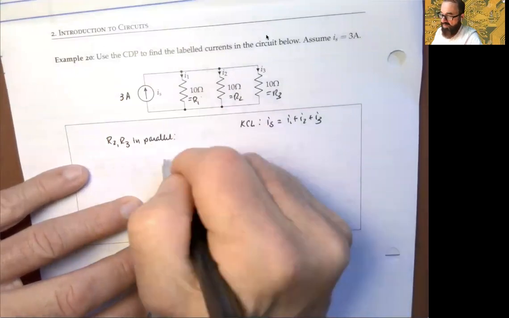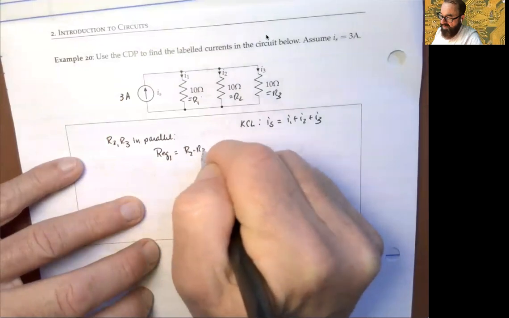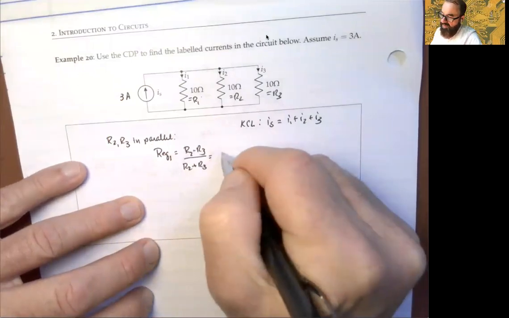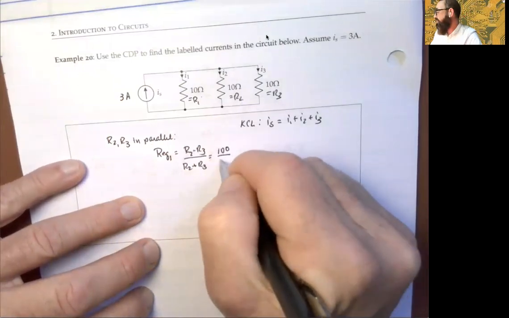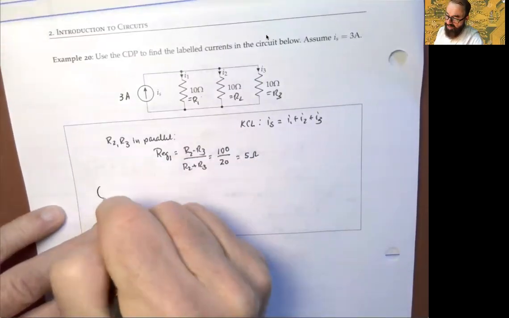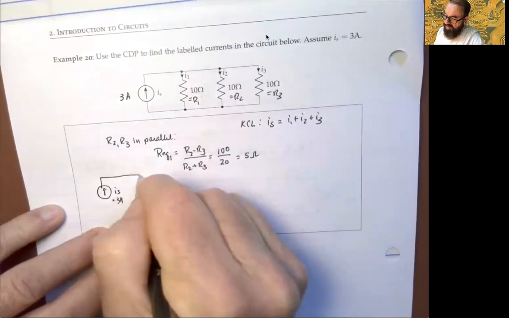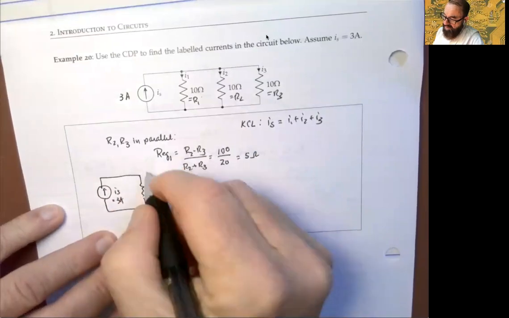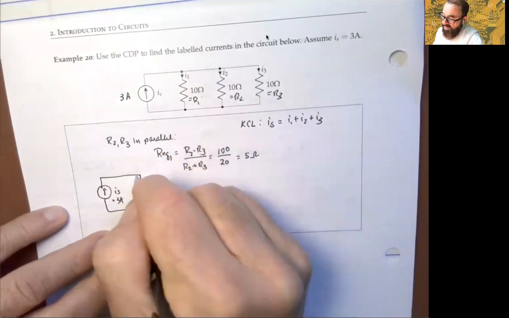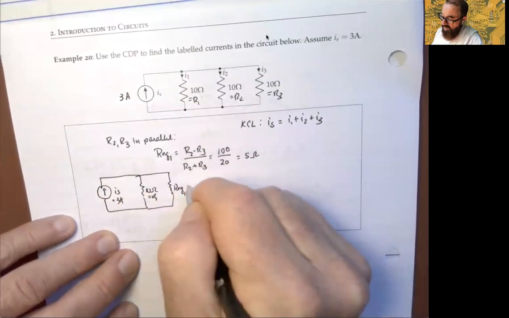right? So the equivalent, let's call it REQ1, is R2 times R3 over the sum. It's going to give us what, 100 over 20, 5 ohms. Okay. Redrawing, the current source of 3 amps is being distributed across a 10 ohm resistance we called R1. And now you have an equivalent, which we're calling REQ1 of 5 ohms.